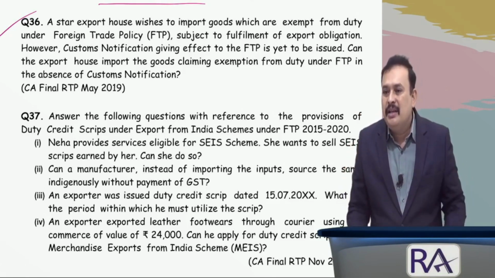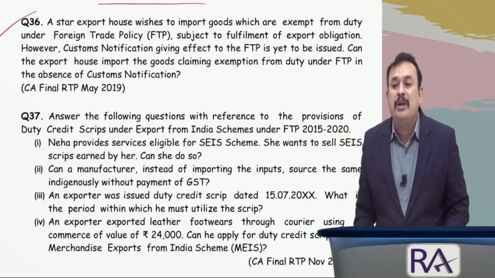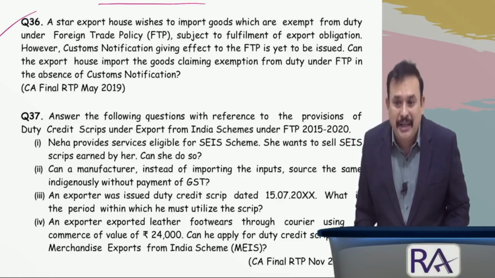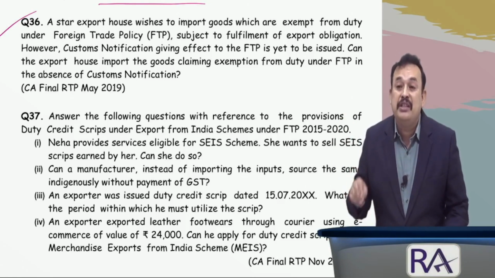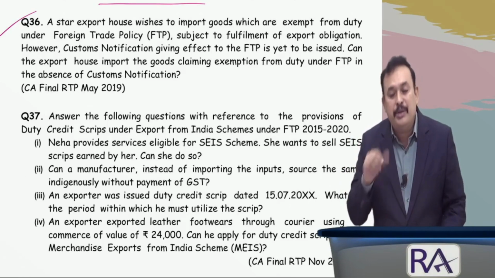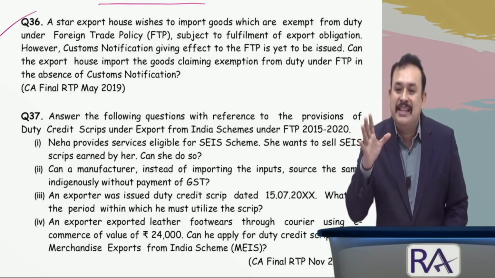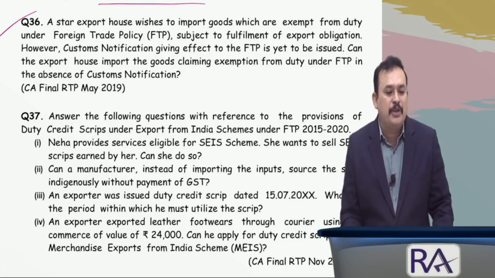Is that clear, sir? The answer to this is as follows. That means a star exporter should not be allowed to import the goods without payment of import duty, since the notification is yet to be issued. He has to pay duty and import. Exemption notification yet to be issued, such exemption is not applicable before issuance of the notification. Look on the screen, answer to question number 36.